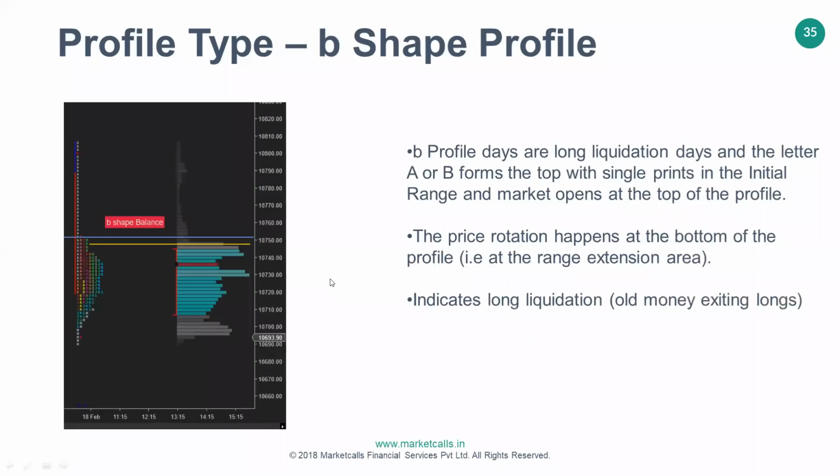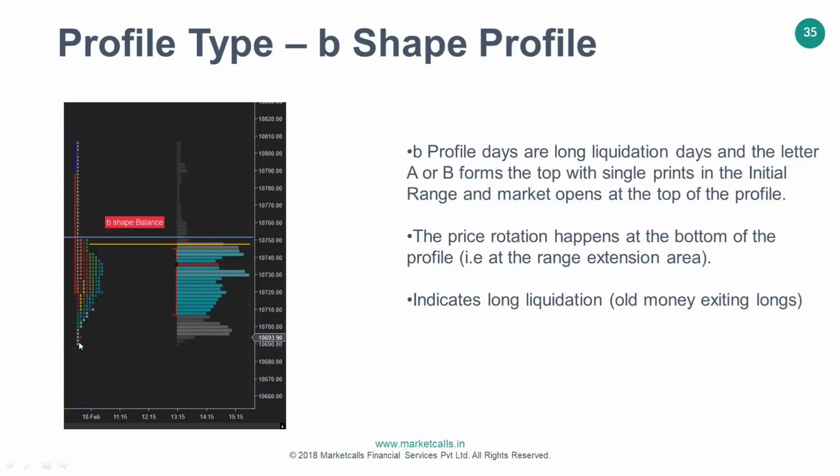Similarly, a B-shaped profile is a kind of liquidation pattern where price drops from the top and the balance happens at the lower end. So the B-shaped profile is mostly an indication that old money is getting out of their longs. It is not necessarily short. Very rarely, in a bull market, a B-shaped profile comes with fresh short positions, but mostly it is only liquidation of old money which is already long. Maybe they are booking their profits.